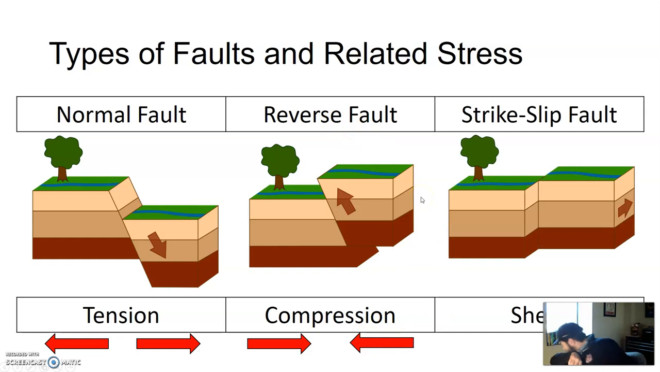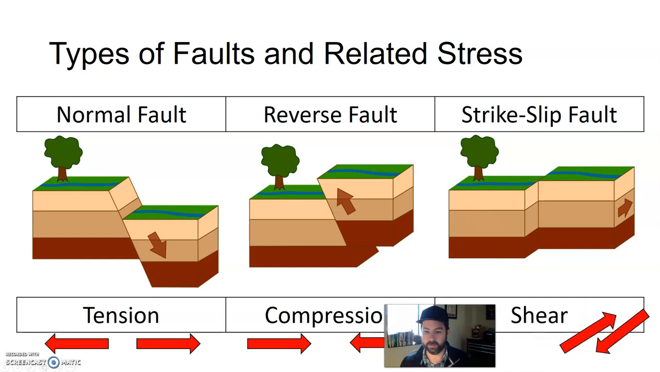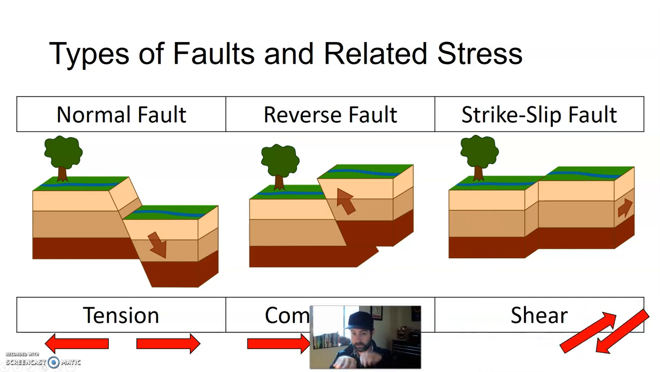And then the third type of fault is a strike-slip fault. In this case, we don't worry about hanging walls or foot walls. There's nothing going up or down. Everything is lateral, side to side, towards or away from you. That is known as a strike-slip fault, and it is produced by shear stress, this grinding side by side.